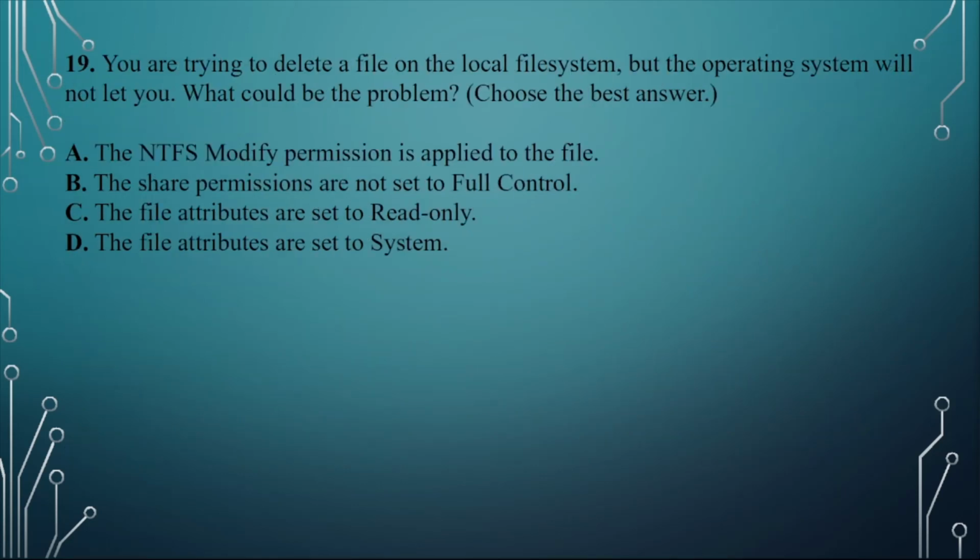Question number 19. You are trying to delete a file on the local system, but the operating system will not let you. What could be the problem? Choose the best answer. A. The NTFS modify permission is applied to the file. B. The shared permissions are not set to full control. C. The file attributes are set to read only. D. The file attributes are set to system.